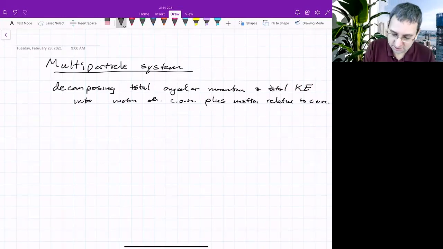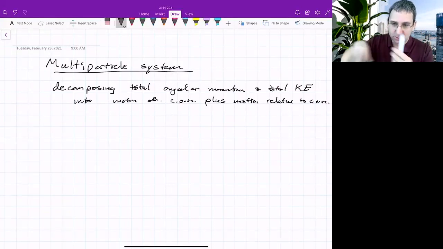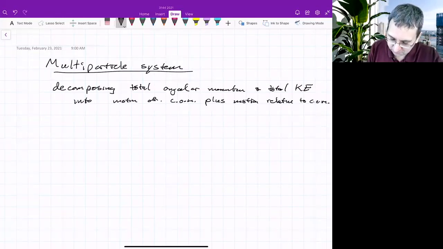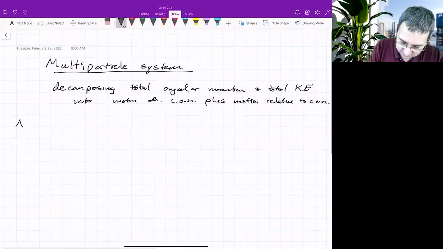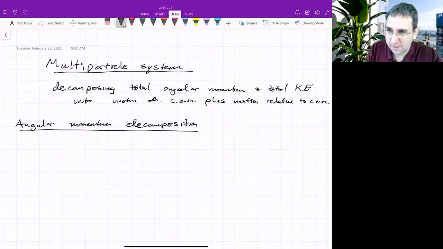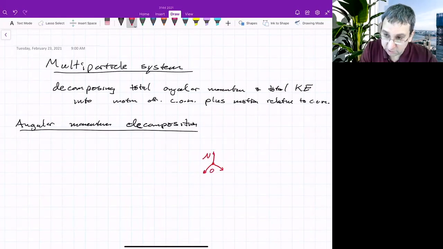Right now, we're just assuming that we've got a center of mass for a system and particles moving arbitrarily around that center of mass. Things could deform. There could be all kinds of stuff happening. So let's start with angular momentum, and then we'll do kinetic energy. This angular momentum, we could either call it a decomposition or separation. What we mean is there's an inertial origin. So there's our inertial frame.